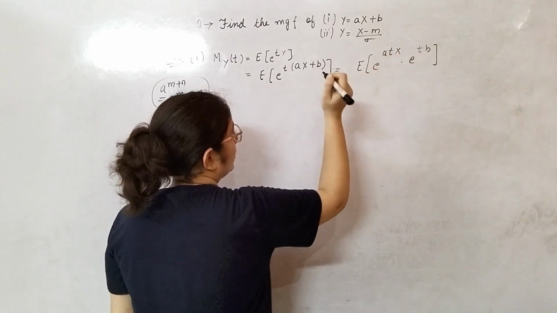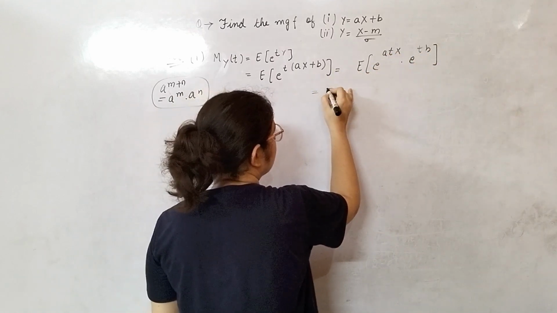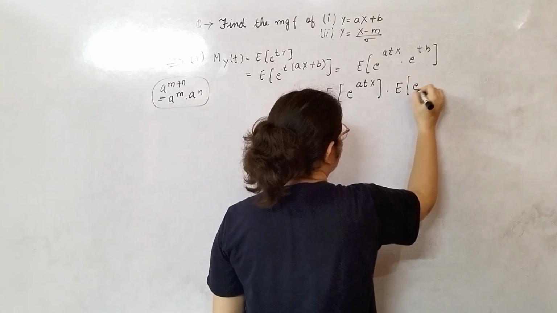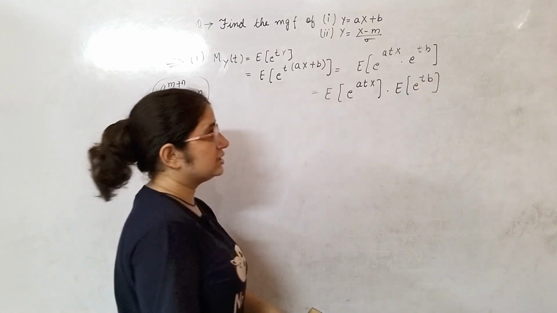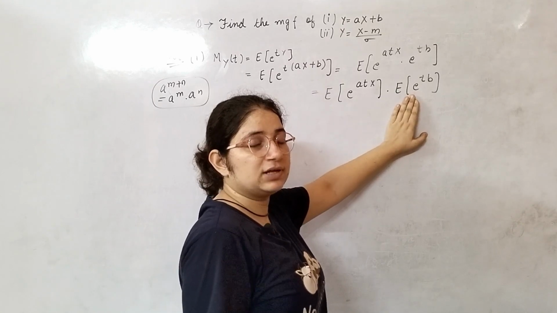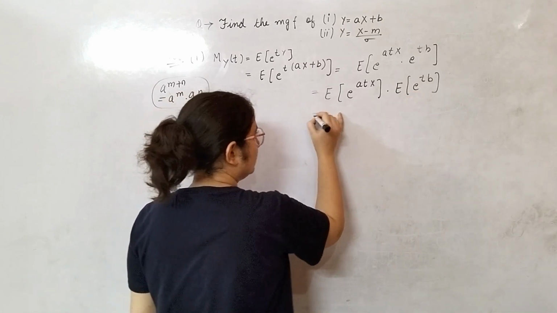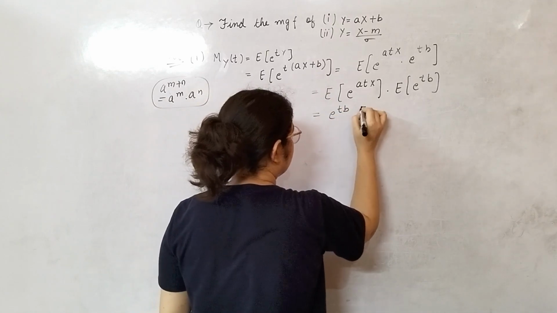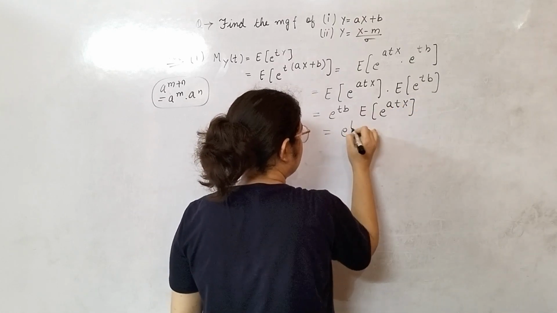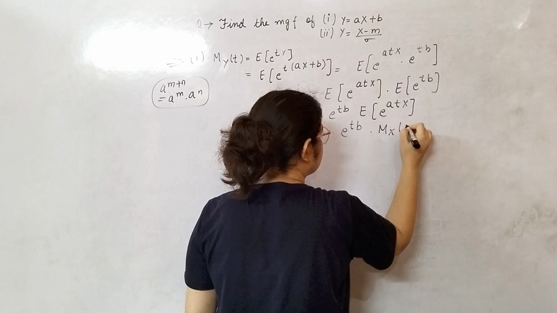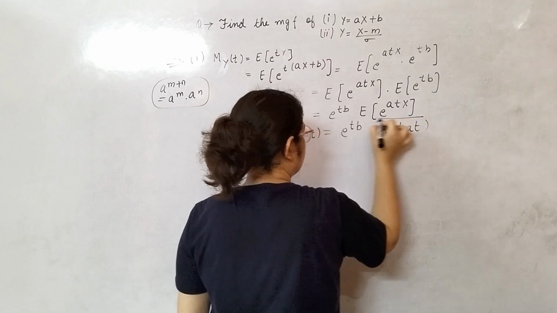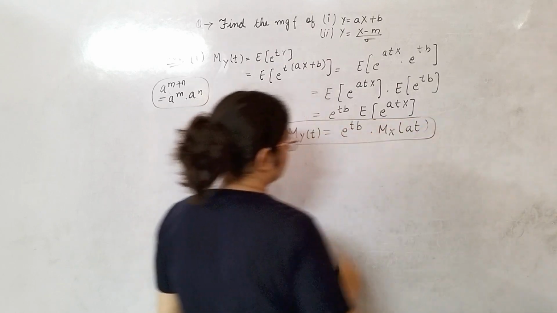All right. Now by the multiplication theorem, what will we say? E^(atx) into e^(tb). This portion is independent of the random variable x, so this is treated as a constant. The expected value of a constant will be the constant, so it will come out as it is from the expectation. It will be e^(tb) into M_X(at). This is your MGF function for the first part.